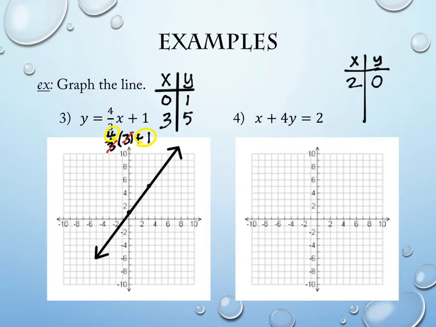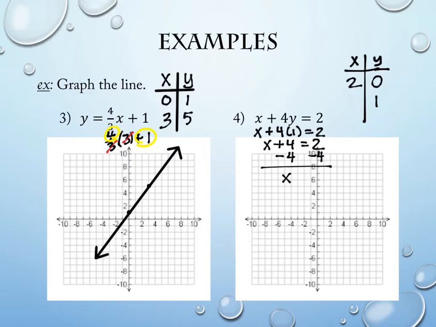I think I'm going to pick another y value to be the value of 1 and see what happens. So I have x plus 4 times 1 equals 2. What's 4 times 1? 4. So now I have x plus 4 equals 2. What would x have to equal to make this true? We could subtract the 4 from both sides, and if we did, what would we get? A -2, yeah.